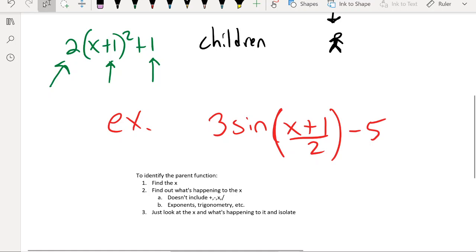So going back to the stylus here, I'm going to ignore all the other numbers. I'm just going to look for the x. There's the x. Step 1 done.